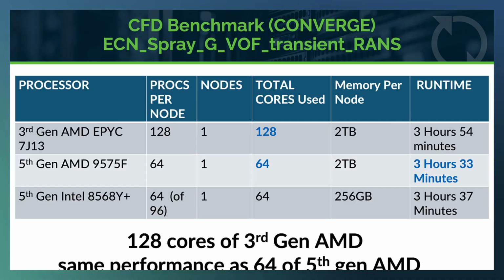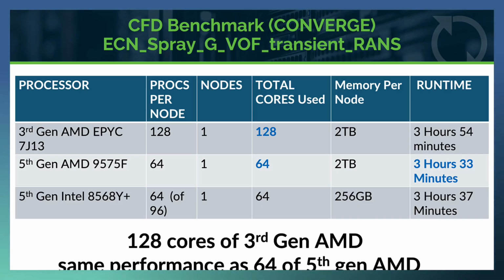I'm going to start off with Converge. These are all public information. Some of the ones I can't mention the exact application, but this one is all public. The CFD Converge run here ran on 3rd Gen AMD, 128 cores, in 3 hours and 54 minutes. 5th Gen AMD on half the cores ran in the same time.